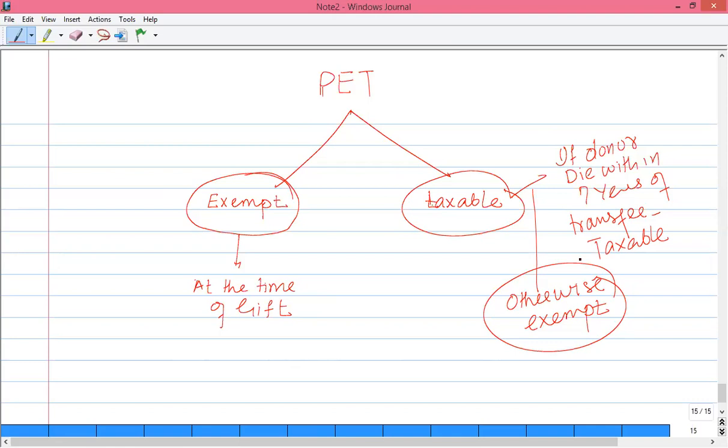So it means that when a gift has been made, at the time of gift, there will be no tax. But if donor dies within 7 years of the transfer of gift, then this PET becomes taxable, and the tax is to be paid by the person who received the gift.